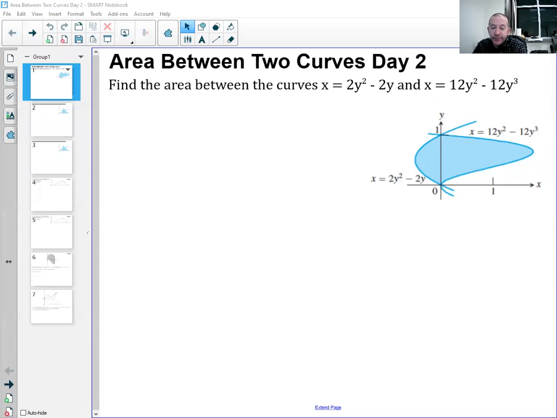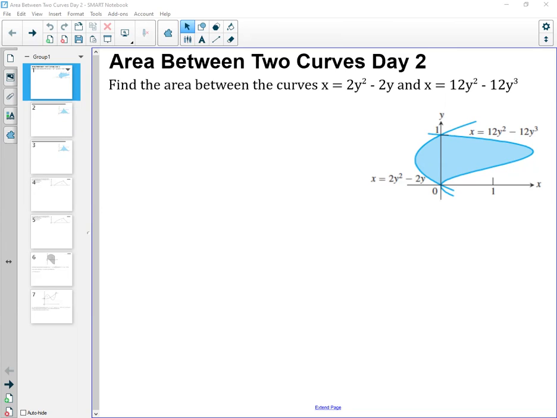Hey guys, this is our second area between two curves today. The basic ideas are the same, but before we were like, if there's two curves and one's on top and one's on the bottom, you subtract top minus bottom to get the area between them, which is perfect.